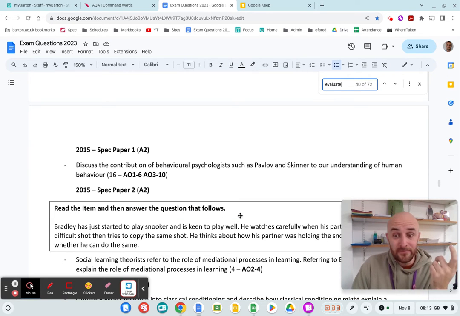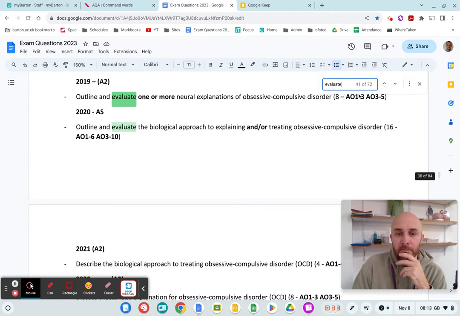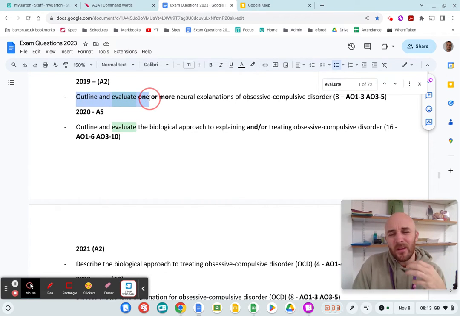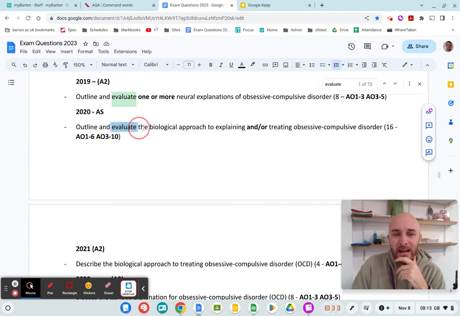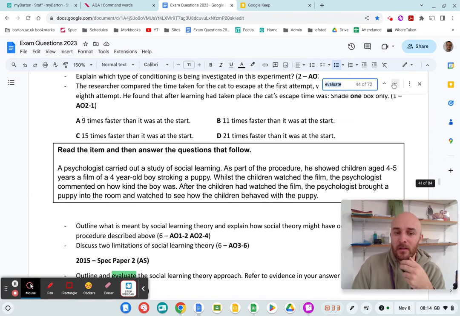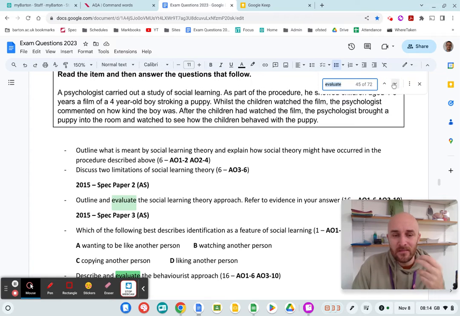Another big one is evaluate, of course. Now, you may be asked, like here, to outline, evaluate. Evaluate comes up with quite a lot of other command words, really. Outline and evaluate, and typically when you're asked to evaluate, you have to write PEELs, though not all the time. If you're asked for like brief limitations, then probably not. But if you have a look here, describe and evaluate, fine.